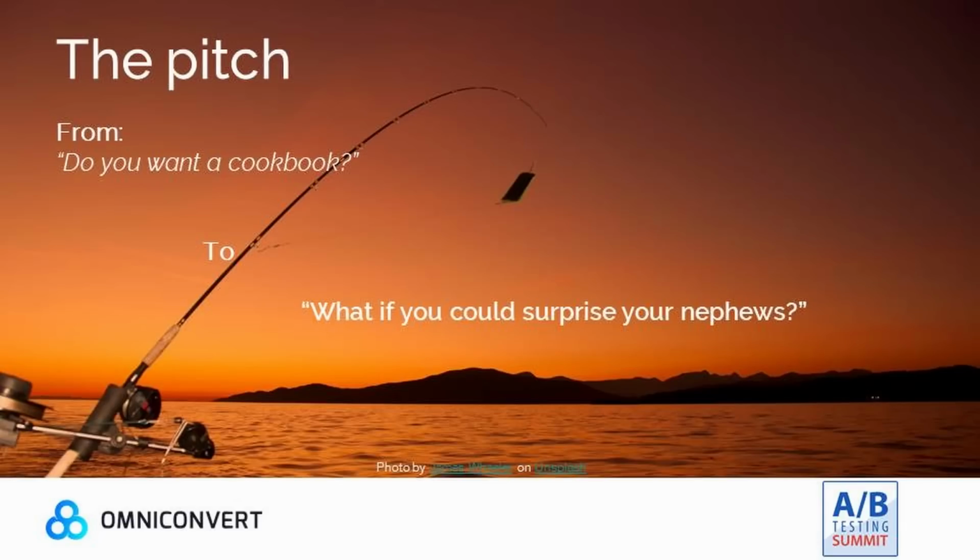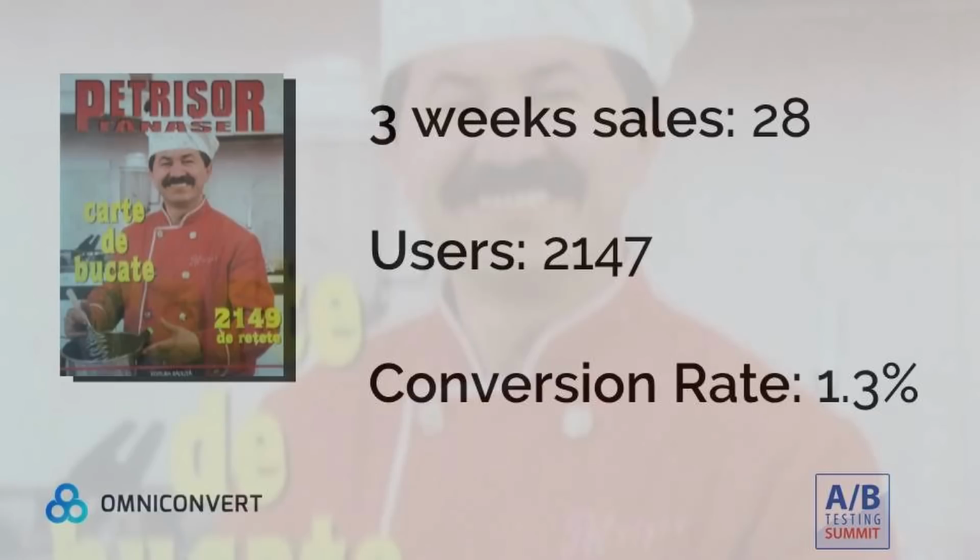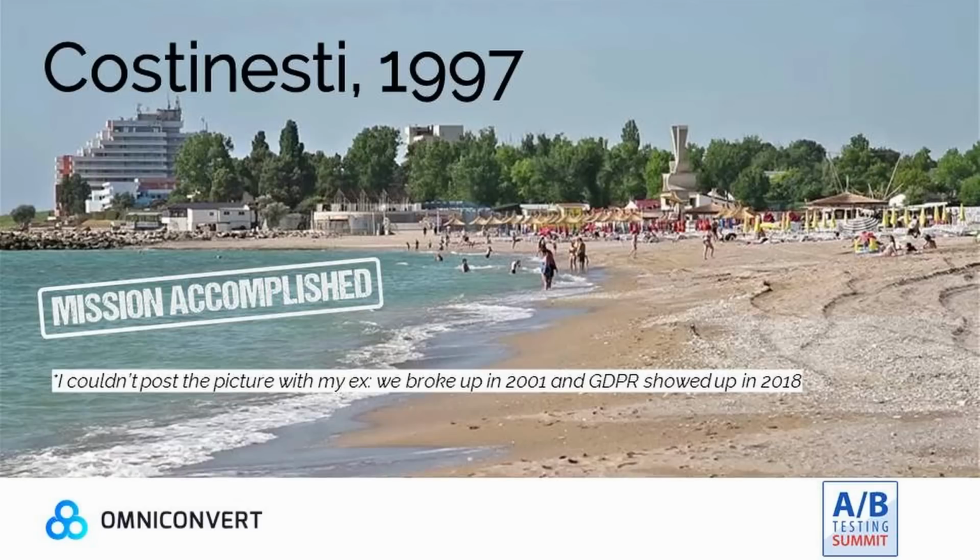The last thing I changed was the pitch, from "Hey there, do you want a cookbook?" to "What if you could surprise your nephews?" So these things were actually leading to a jackpot. I managed to sell 28 books, even though my target was 20. I asked 2,147 people, and my conversion rate was 1.3% eventually. That's pretty something, because that's how Costinești, the seaside where we got back in 1997, looked like. Mission accomplished. But of course I couldn't post the picture with my ex because we broke up 3 years ago, and the GDPR showed up in 2018.